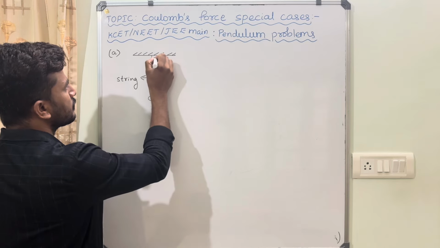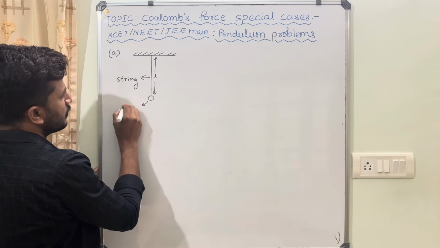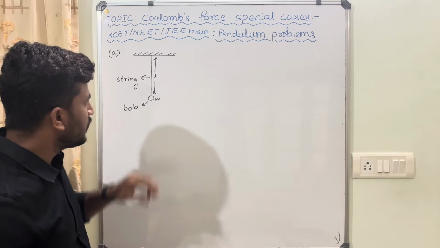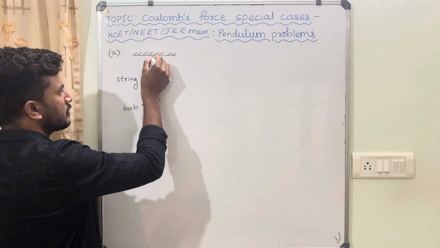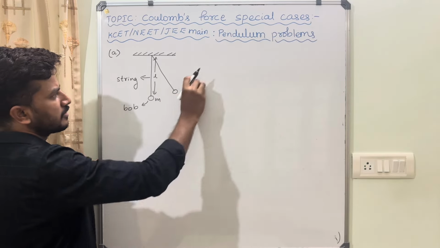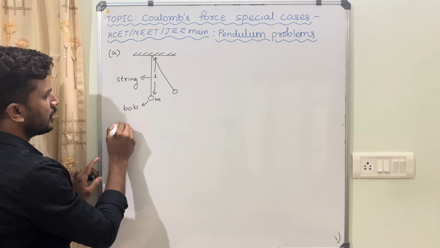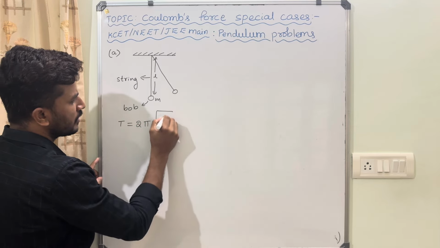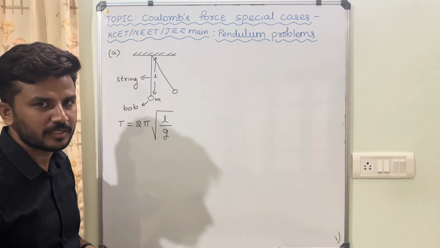of length L. So this is the bob, a metallic bob with mass M. When we pull it to some height like this and leave it, what happens? It oscillates. What is the time period of oscillation? The time period of oscillation is given by 2 pi square root of L divided by g.